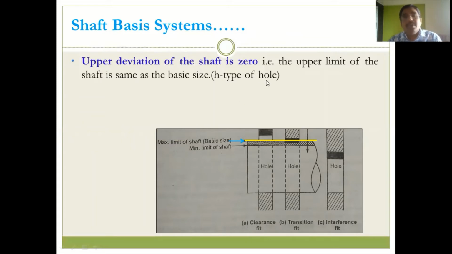Again I repeat, this H type that we are talking about, I will discuss in the next coming lectures.